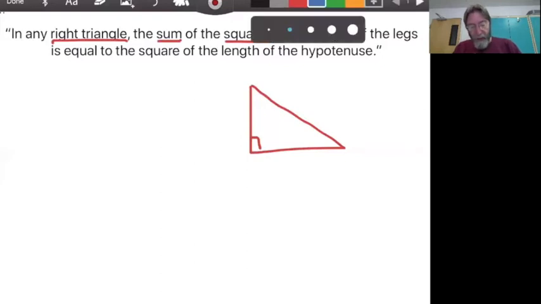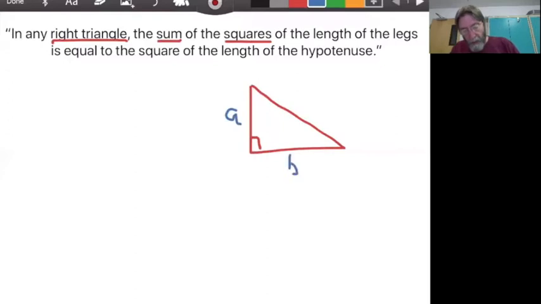And those three sides, let's just for our purposes, we're going to label them A, B, and C. The A and the B, these are our legs. These are the ones that are called the legs. The ones that are connected to the right angle, they're called our legs.